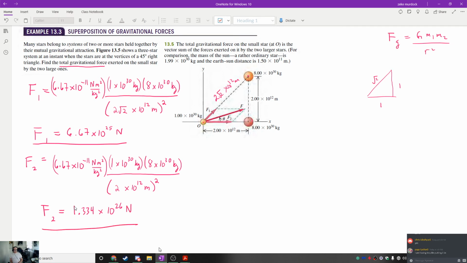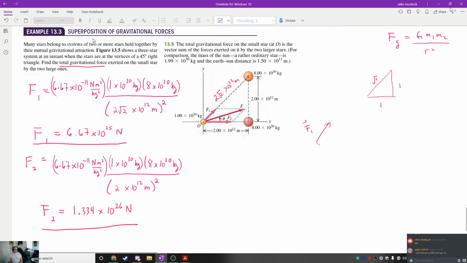Okay. And now what we have to do is vector add these. I think the best way to do it is this: we can break up F1. Pretty much what we have is F1 going this way, and we've got F2, which is going to the right.